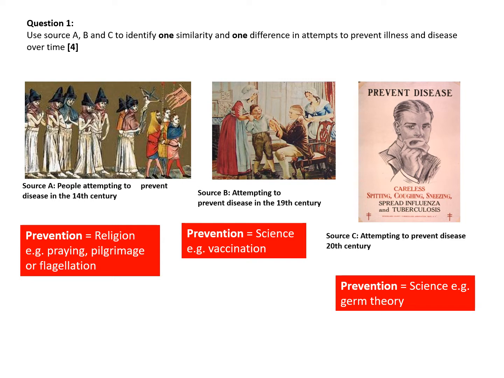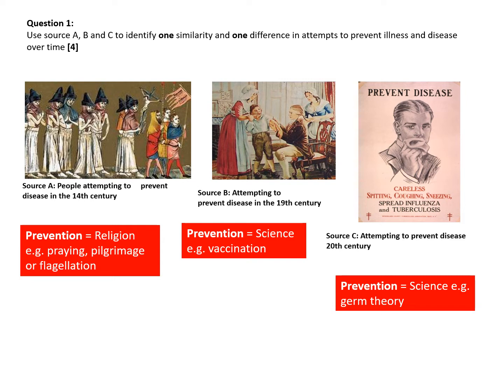Then I look at each source and I say, okay, so if I'm looking at which one shows similar methods of prevention and which one is a different one, I need to figure out what method of prevention is each source showing. So I've put them in the red boxes there. Source A, the method of prevention was religion, and you can use the example of they are praying, or you could say it looks like they're going on a pilgrimage, which is where they'd go on religious journeys to pray for a certain place where a saint died or something.